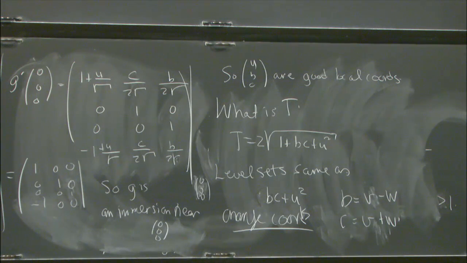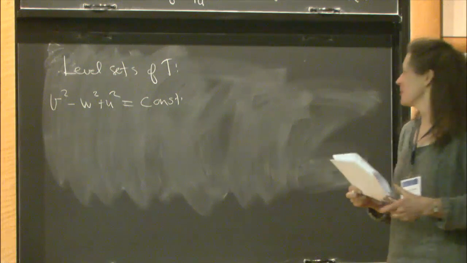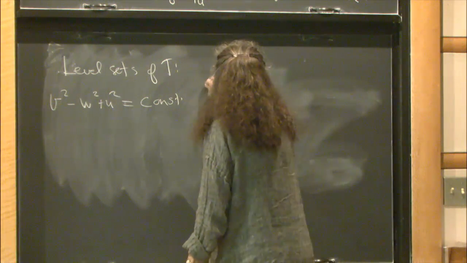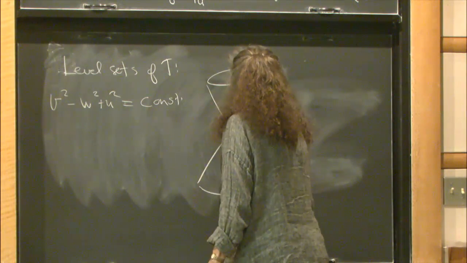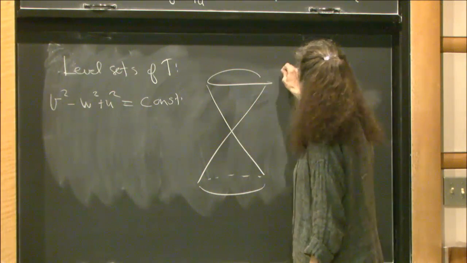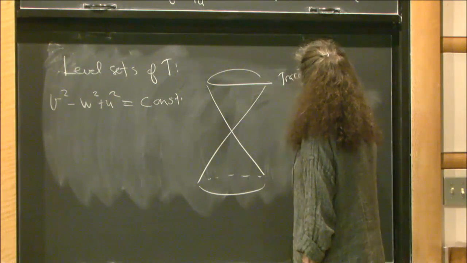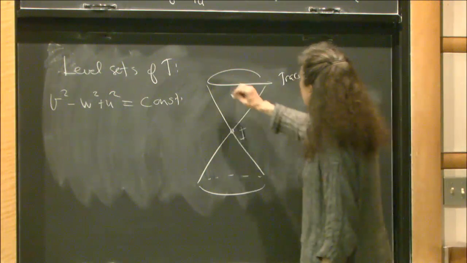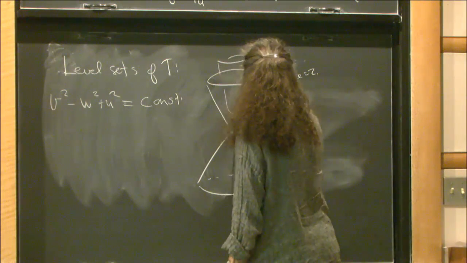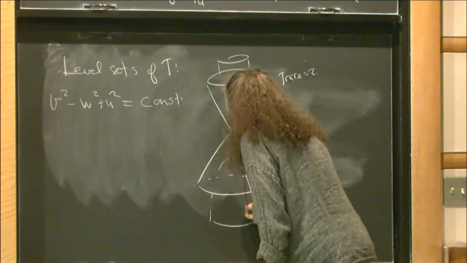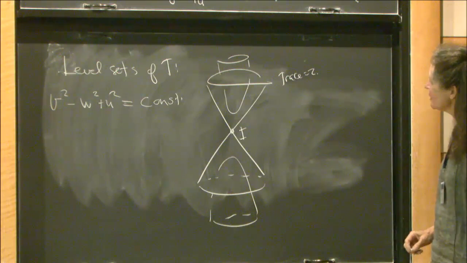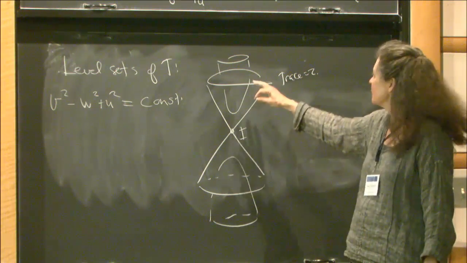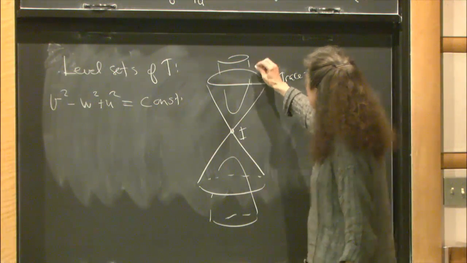We did this yesterday, right? We sketched the level sets of this. Anybody remember what this looks like? There's a cone, right? The cone is where trace equals 2. Here's the identity matrix. And there are these hyperboloids of 2 sheets. There's an infinite family of hyperboloids of 2 sheets. Here the trace is less than 2.